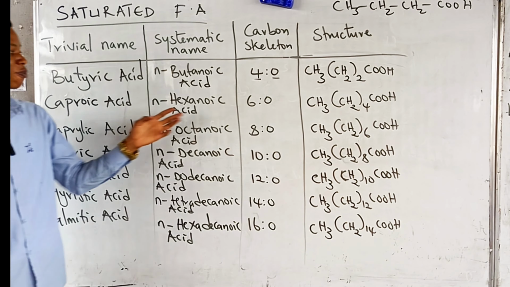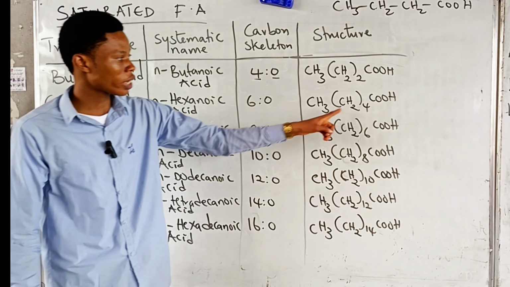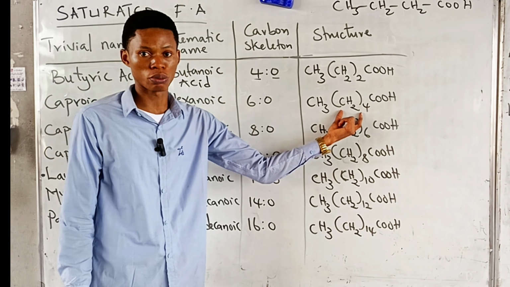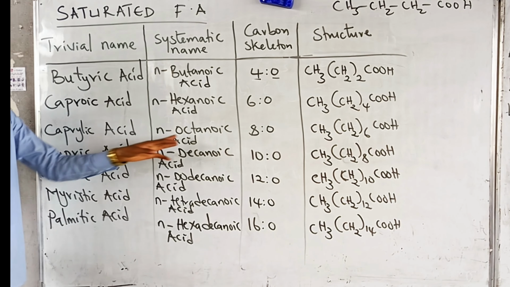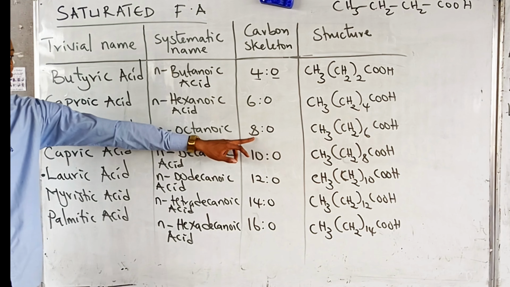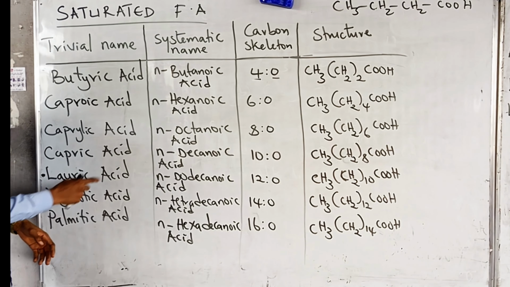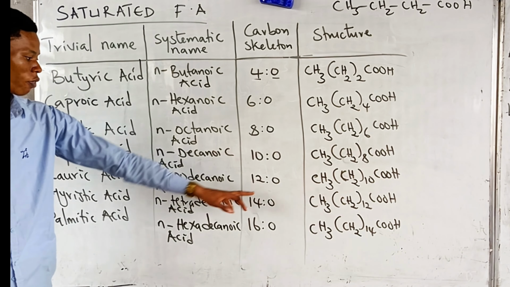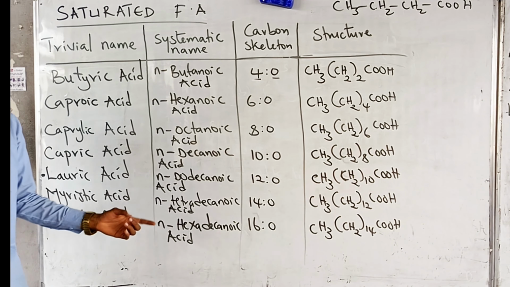Now, caproic acid, that's hexanoic acid, has 6 carbons, right? And we know why this 4 is here, is it not? Because we have 4 of this methylene group. Good. Now, caprylic acid, that's octanoic acid, 8 carbons, how many double bonds? No double bond. Capric acid, lauric acid. So lauric acid is what? 12 carbons. Myristic acid is what? 14 carbons. Palmitic acid is what?